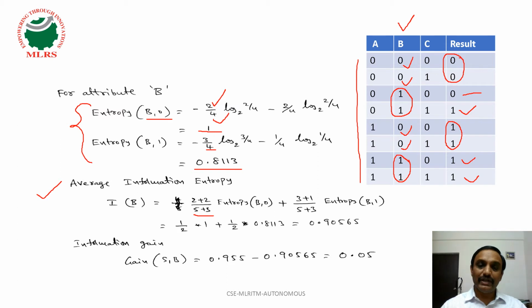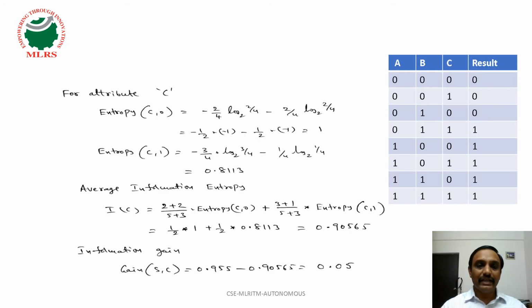So what is that one? 0.8113. So by taking this one, what is the value we are getting? 0.90565. Then we have to take the information gain of attribute B. So that is the average information entropy of B we have to subtract from total entropy. So that is 0.955 minus 0.90565. So the information gain of attribute B is 0.05.